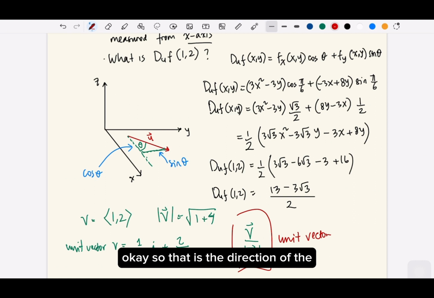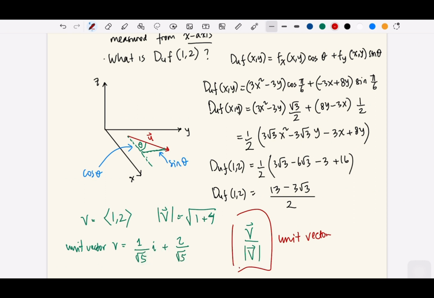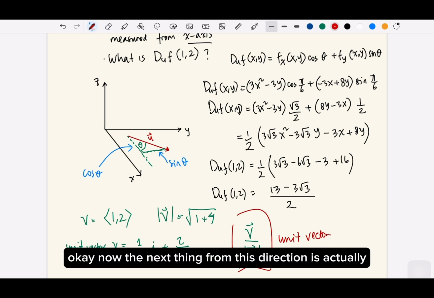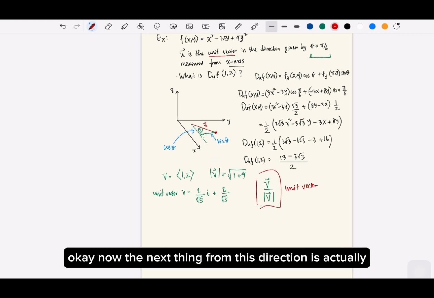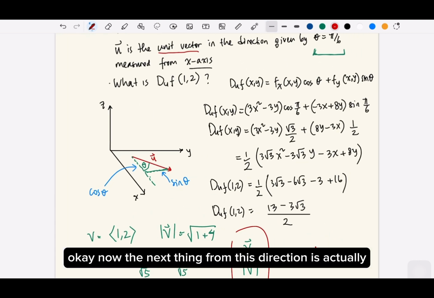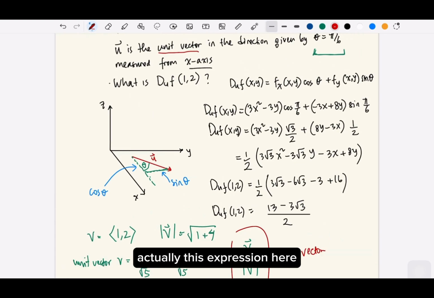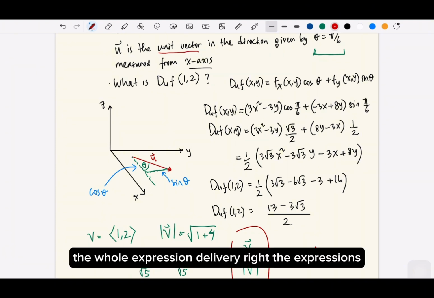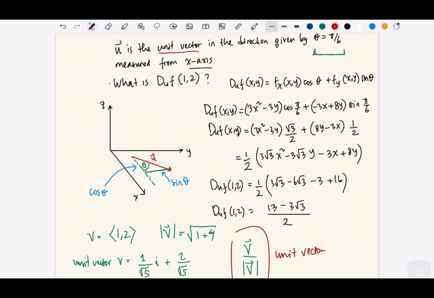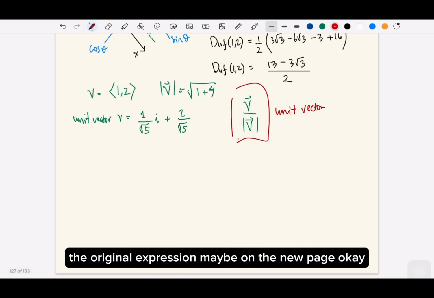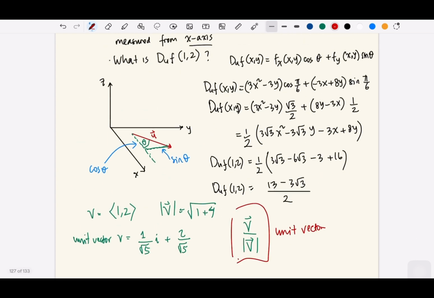Okay, so that is the directional derivative. Now the next thing from this directional derivative is actually this expression here, the whole expression. So let me rewrite the expression, the original expression, maybe on a new page.